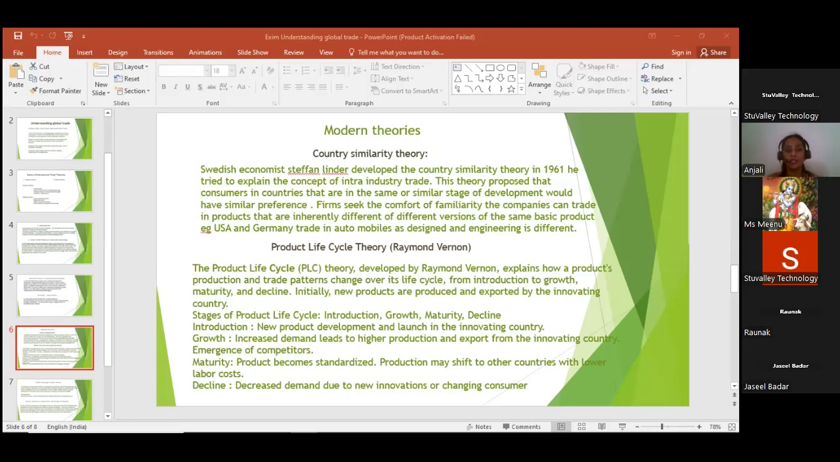This was explained in this theory, that is the Raymond theory. The life cycle of the product: first, the introduction, wherein the product is being launched and the innovation is shown to the people. And the growth, that is the demand increases, and the production will be higher in that stage. And third comes the maturity. Maturity is when the product becomes standardized, and production comes into different countries. Looking at that, other competition comes into existence, and the product goes into a decline.